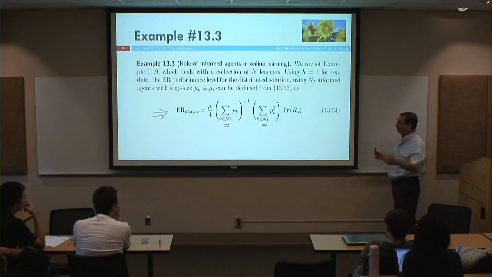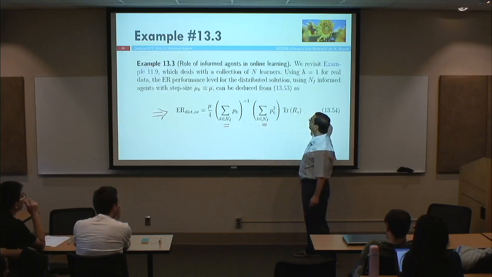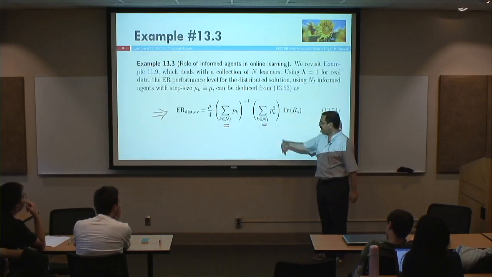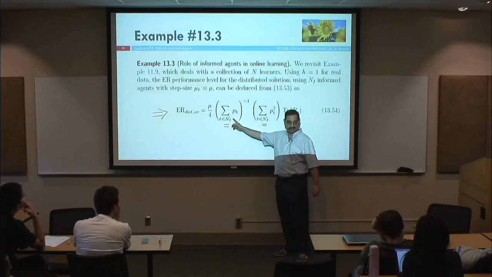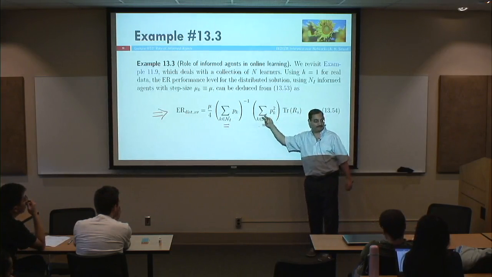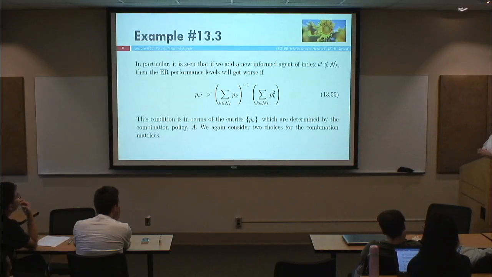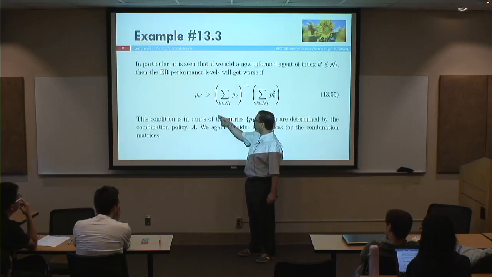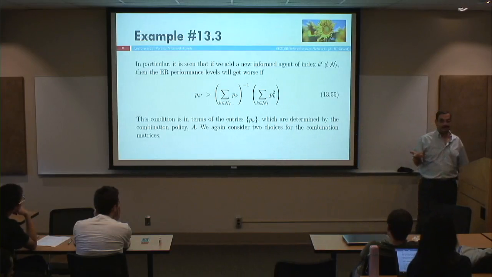And now you can ask yourself the same question. If I add, so which A am I using here? Well, this is a general A. If I add a new agent, what will happen? You are increasing here, correct? But that's an inverse, and you are increasing here. So again, you have a condition, and you can figure out what that condition is. If the new agent that you are adding satisfies this condition, it will worsen the ER performance, correct?